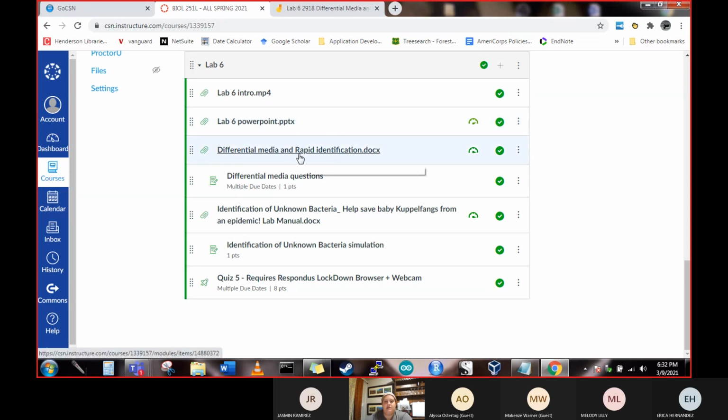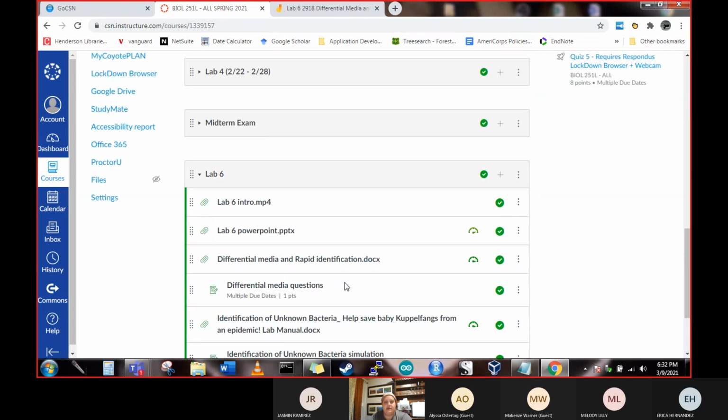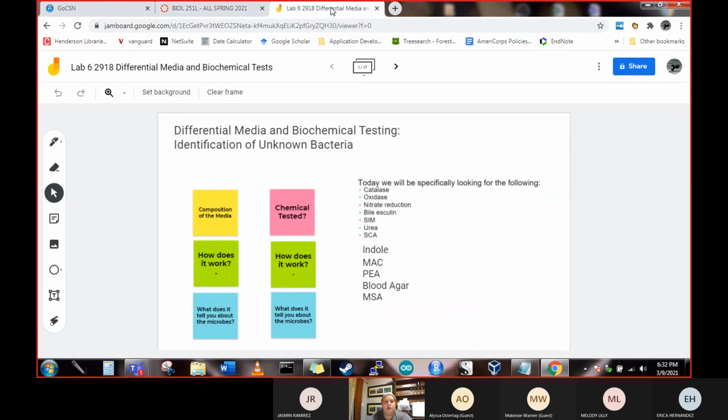This rapid differential median rapid identification document is going to pretty much have all or a vast majority of the information that you guys are going to need today, and I will tell you it is a lot, but we're going to try to go through it step by step so you guys can learn that tonight. Identification of unknown bacteria. This is the simulation like normal, and then there's quiz 5 at the end. So we're going to jump over here into the Jamboard.